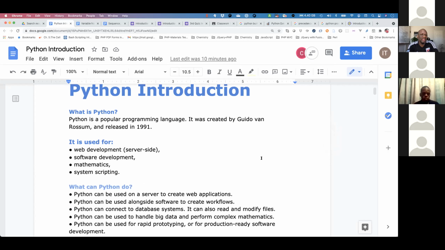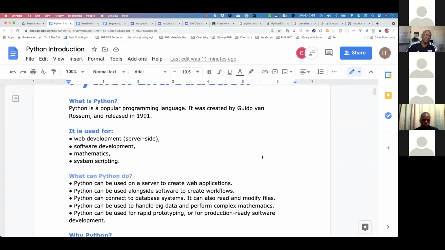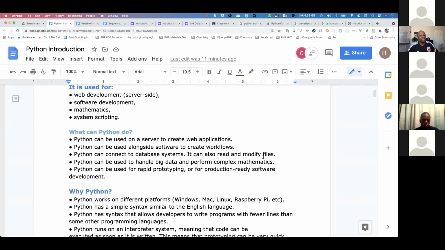Other than machine learning and artificial intelligence, Python can be used for web development on the server side. We can also use it for software development, like standalone applications. We also use Python for doing calculations, as in mathematics and science. We use Python for system scripting, as in system administration and network programming. So what can Python do?